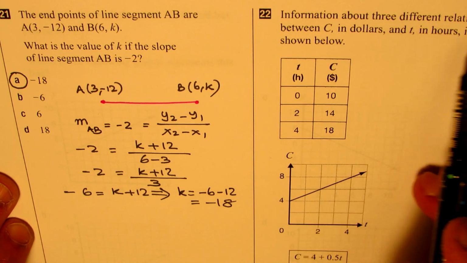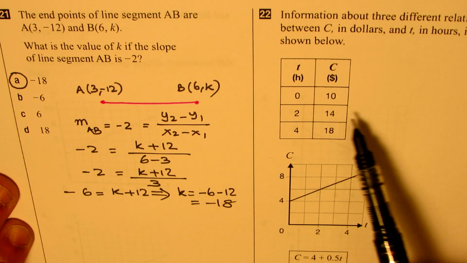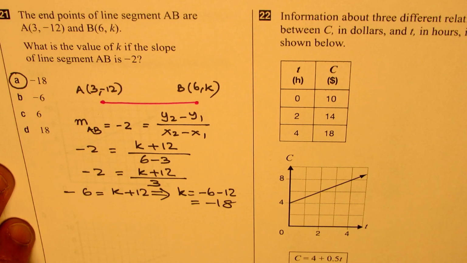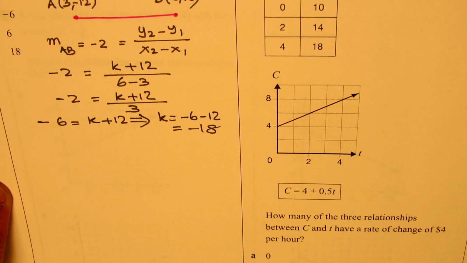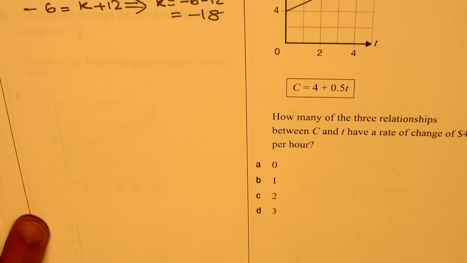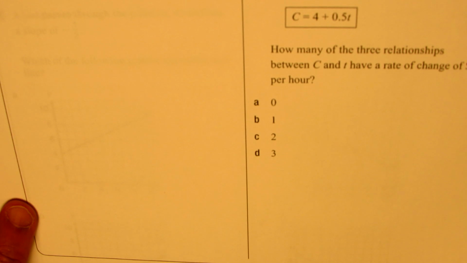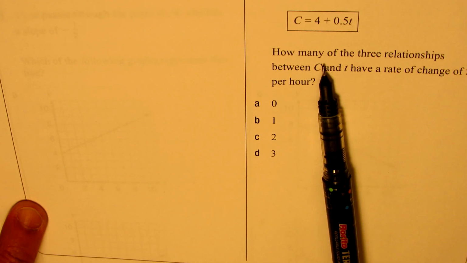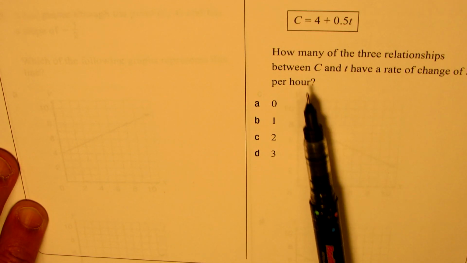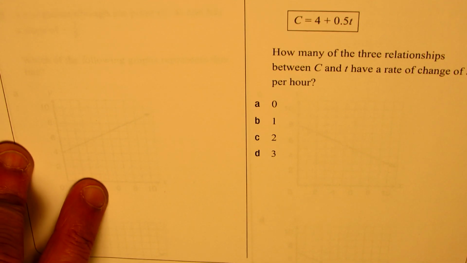Information about 3 different relationships between C in dollars and T in hours is shown below. So these are the 3 relationships. The first one is given in the form of a table. The second one is in the form of a graph. Then we have an equation, right? C equals 4 plus 0.5t. The question for you is, based on all this, how many of the 3 relationships between C and T have a rate of change of $4 per hour, right? So we have to see whether the rate of change is 4 or not, right?